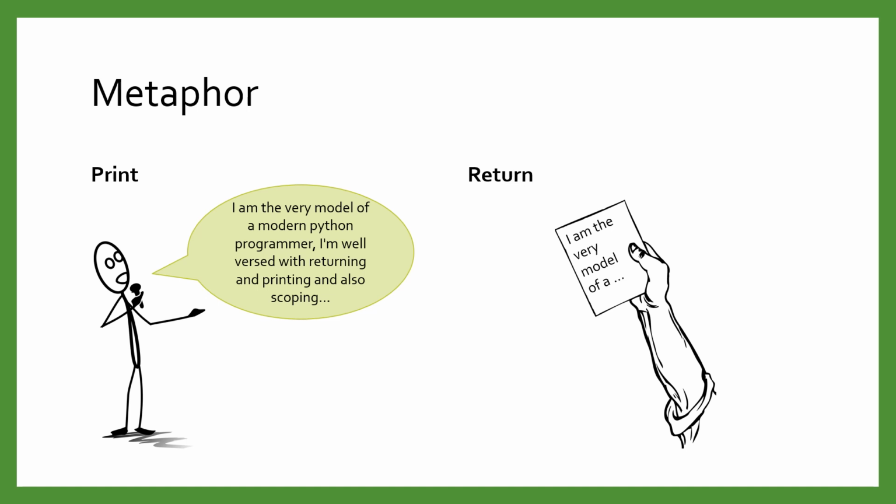Say I ask you to recite a poem out loud. Once you are done, the poetry is no longer available to me. I heard it, and then it was gone. This is like printing. Now, say I asked you to write that poem down and hand it to me. The poem on paper is a concrete thing that I could hand off to someone else, make edits to, or even destroy. This is like returning a value.